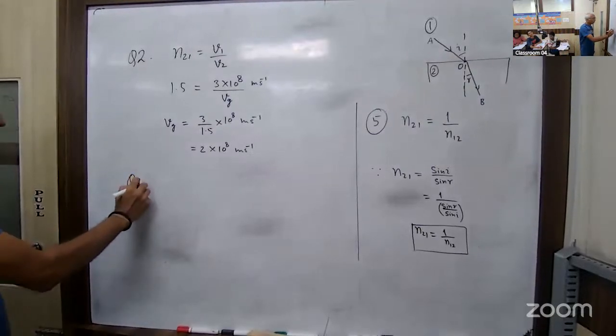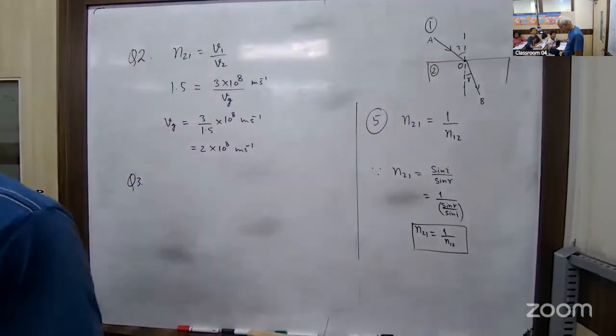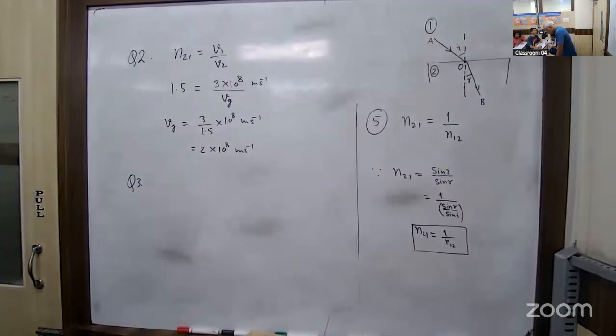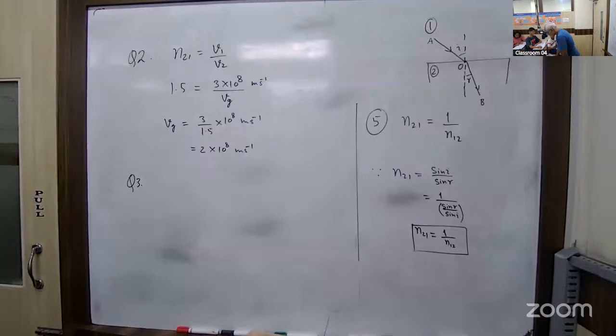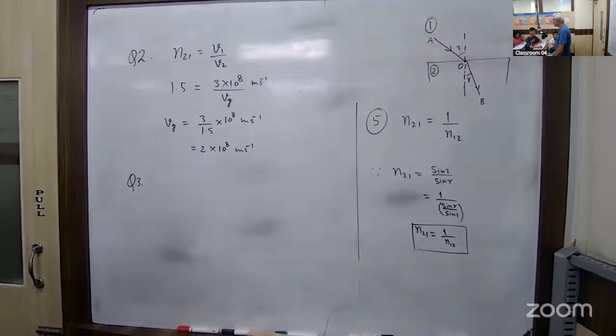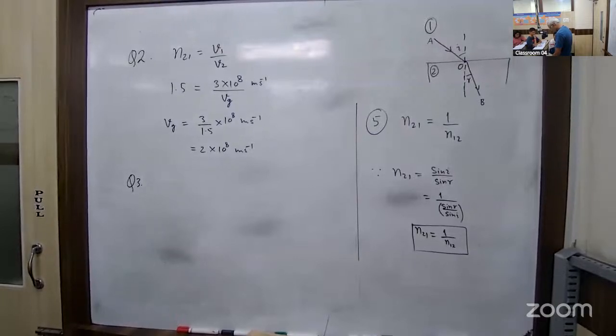Question 3. What's question 3? Find out the highest optical density and lowest optical density. So in your book there is a table. So highest is diamond, lowest is air. Okay, the lowest is vacuum. Yes, but in our table vacuum is not given. Vacuum should be 1. Vacuum is 1. Here it is almost 1.